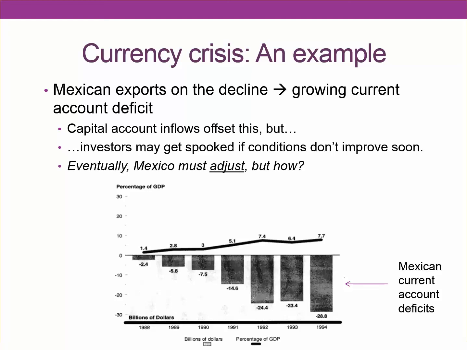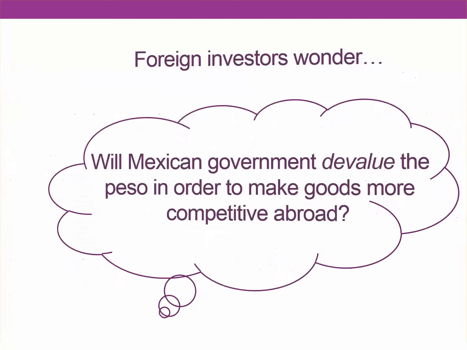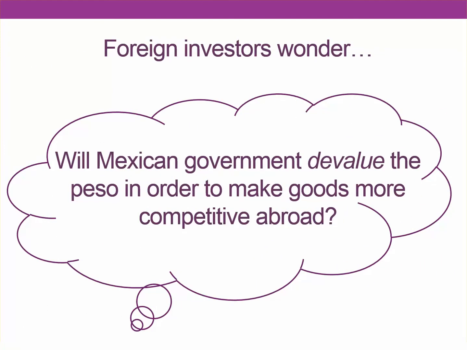Eventually, Mexico is going to have to make some adjustments to its economy. Investors, of course, don't know exactly how Mexico would make these adjustments. Foreign investors start to wonder, would the Mexican government devalue the peso in order to make their goods more competitive abroad? Recall, a weaker currency means more exports, all else equal. So investors have to worry about the possibility of a devaluation that Mexico might use to correct its current account imbalance.